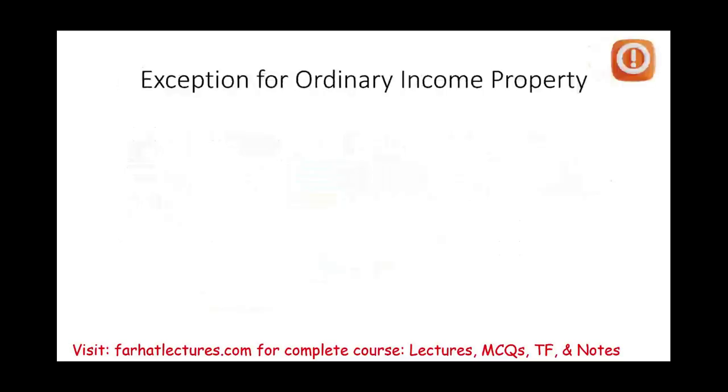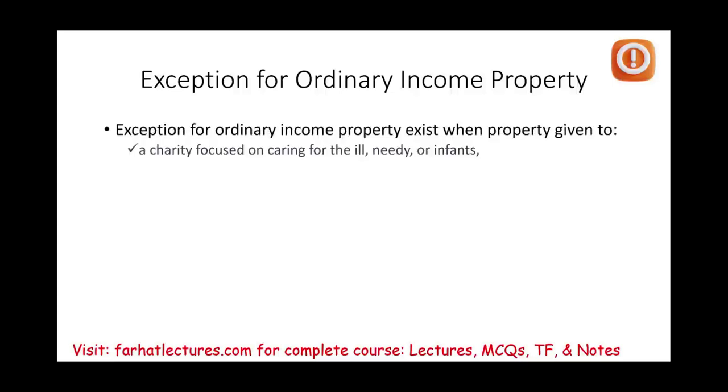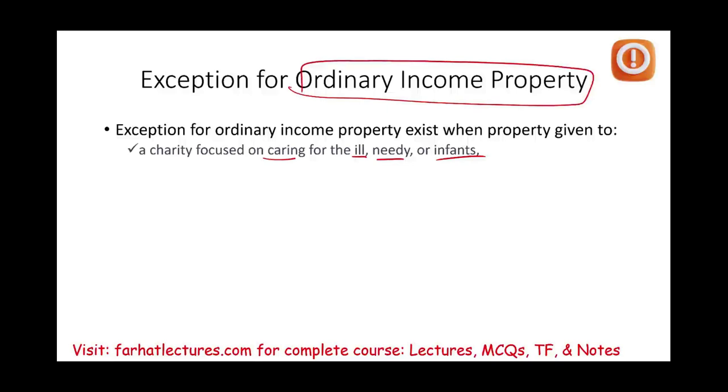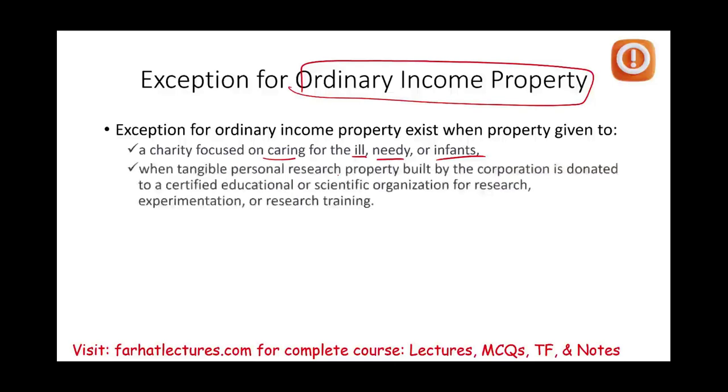Also, we talked about ordinary income property. There's also an exception for that. The exception for ordinary income property exists when the property is given to a charity focusing on the caring of the ill, needy, or infant. So if you give ordinary income property to a charity that takes care of infants, needy people, ill people, that's fine. You don't have to take the lower of the basis or fair market value. There are rules. Or the tangible personal research property built by the corporation is donated to a certified educational or scientific organization for the purpose of research, experimentation, or research training. Or if you build this asset, meaning the corporation, and you're donating it to an educational institution or scientific organization for the purpose of research, then you don't have to take the lower.